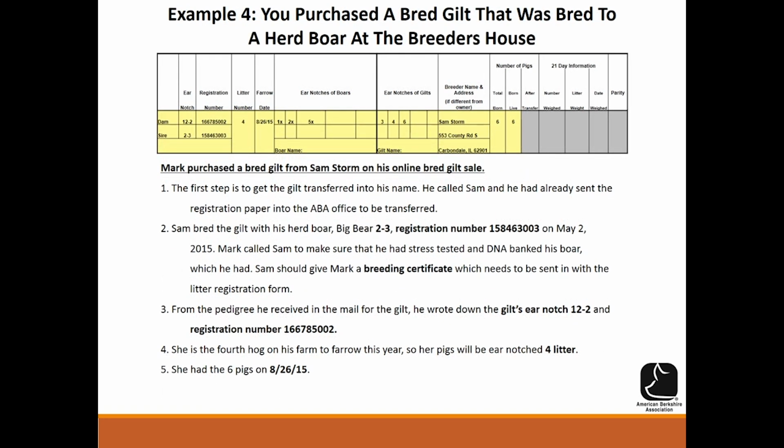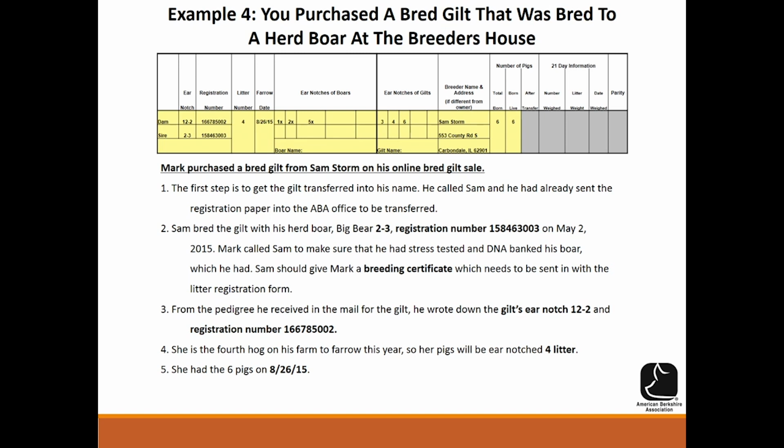Example 4. You purchased a bred gilt that was bred to a herd boar at the breeder's house. Mark purchased a bred gilt from Sam Storm on his online bred gilt sale. The first step is to get the gilt transferred into his name. He called Sam, and he had already sent the registration paper into the ABA office to be transferred.